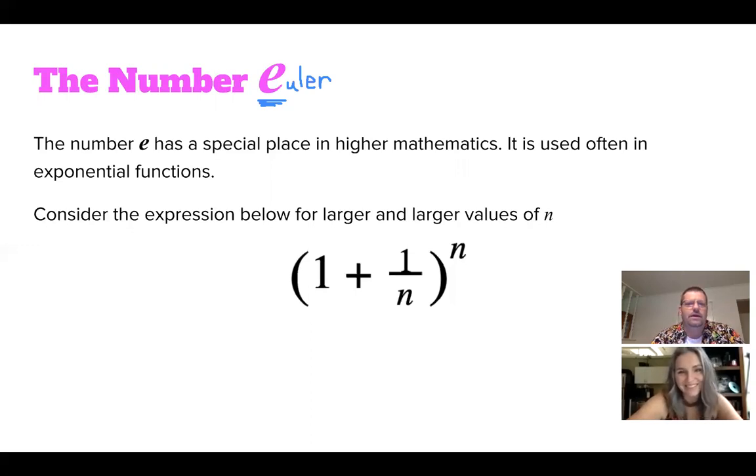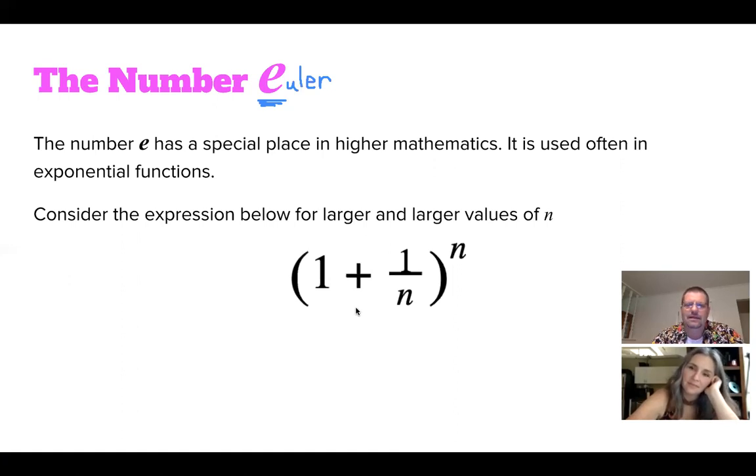So what we're going to do is put bigger numbers in for n. I'm going to start with 10. I'm going to put 10 here and 10 here and see what happens. If I put 10 here, that would be 1 plus 1/10, to the 10th power. That's 1.1 to the 10th power, and that can't be that big.